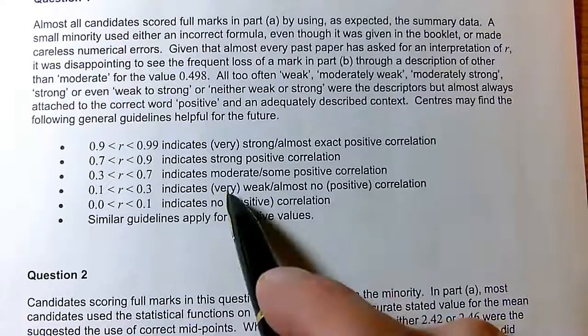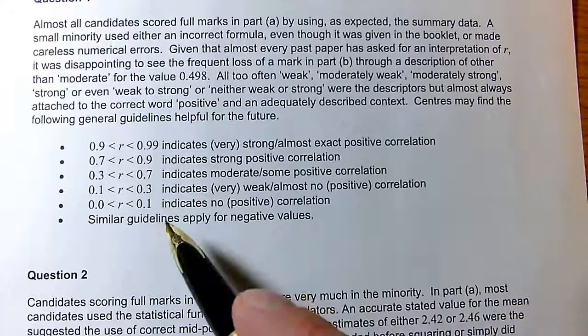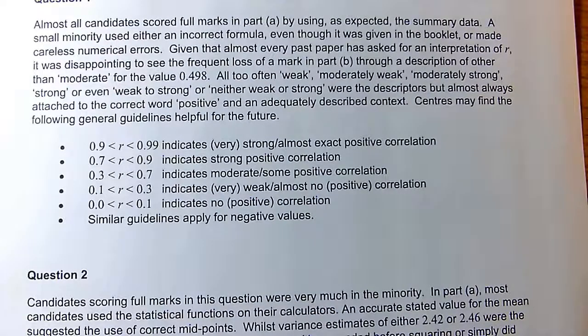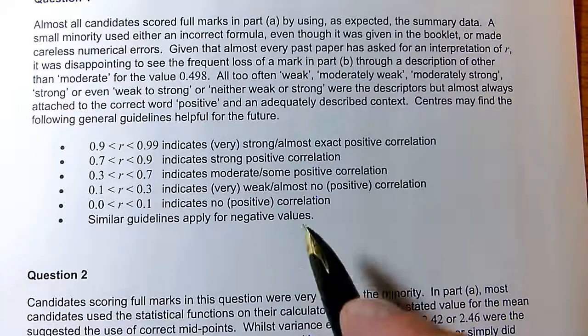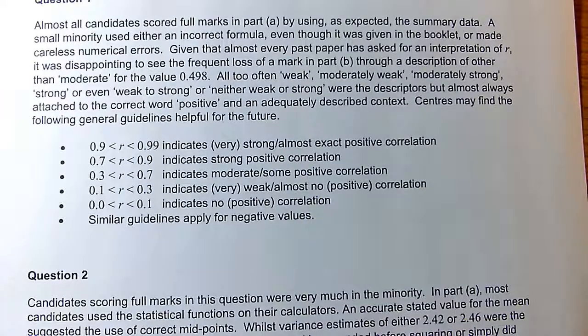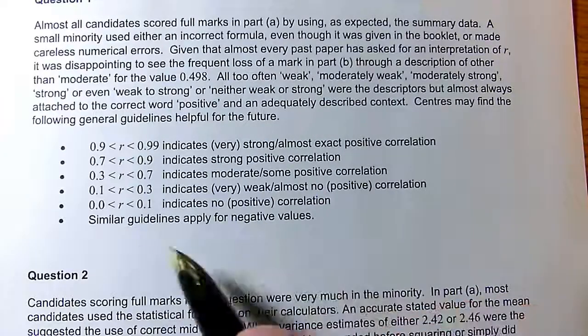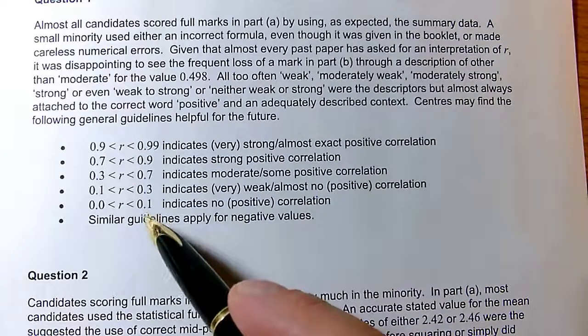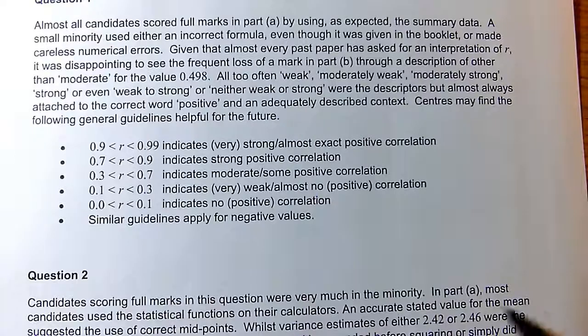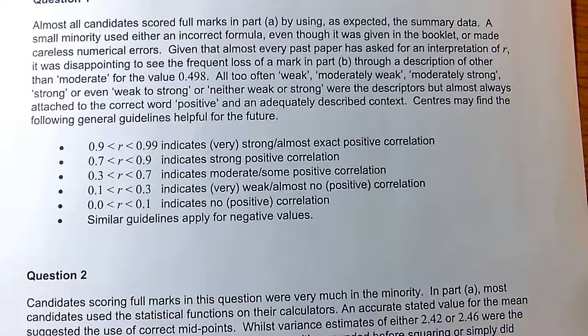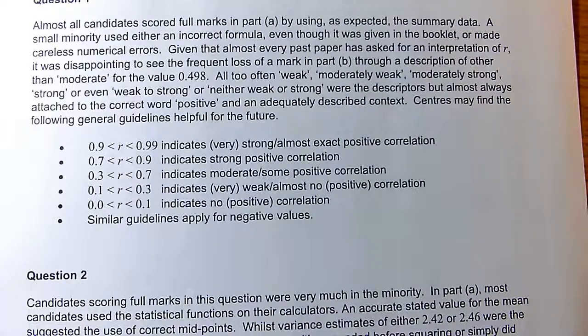So you could say moderate or some correlation. Anything less than 0.3 we're not really very impressed by at all. So you can say almost no positive correlation, or even almost no correlation. It's certainly very weak, whatever it is. And certainly below 0.1, you're not going to say anything. Obviously, these are the positive values, and you can make similar comments about negative ones.